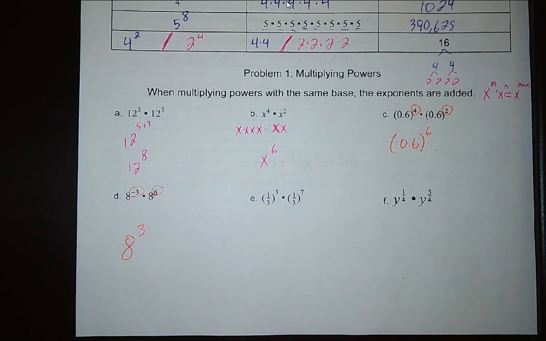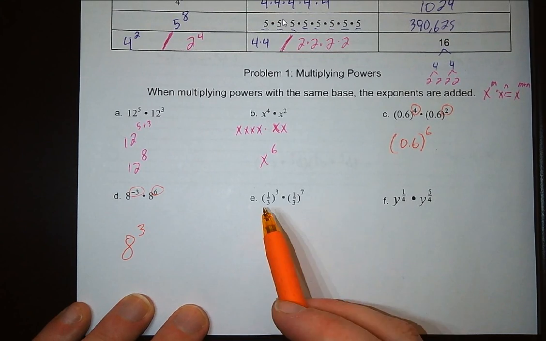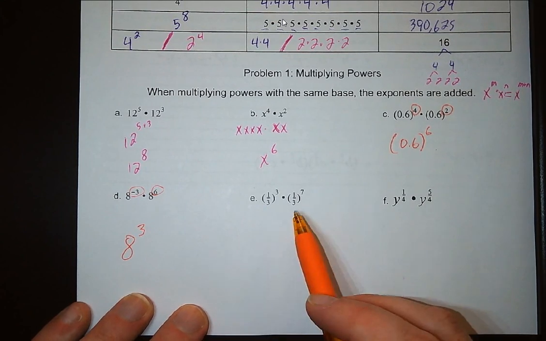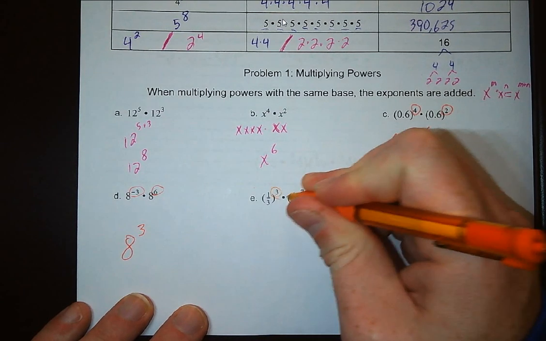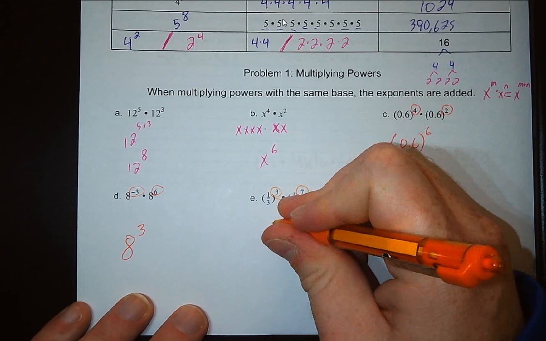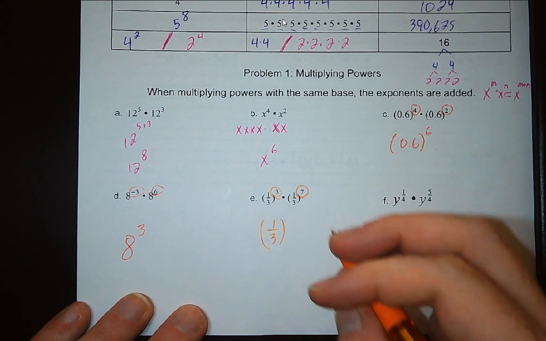We can also have fractions as bases. So we have 1/3 to the 3rd power times 1/3 to the 7th power. So they have the same base, so we're going to add our two exponents. So we have 1/3. 7 plus 3 is 10.